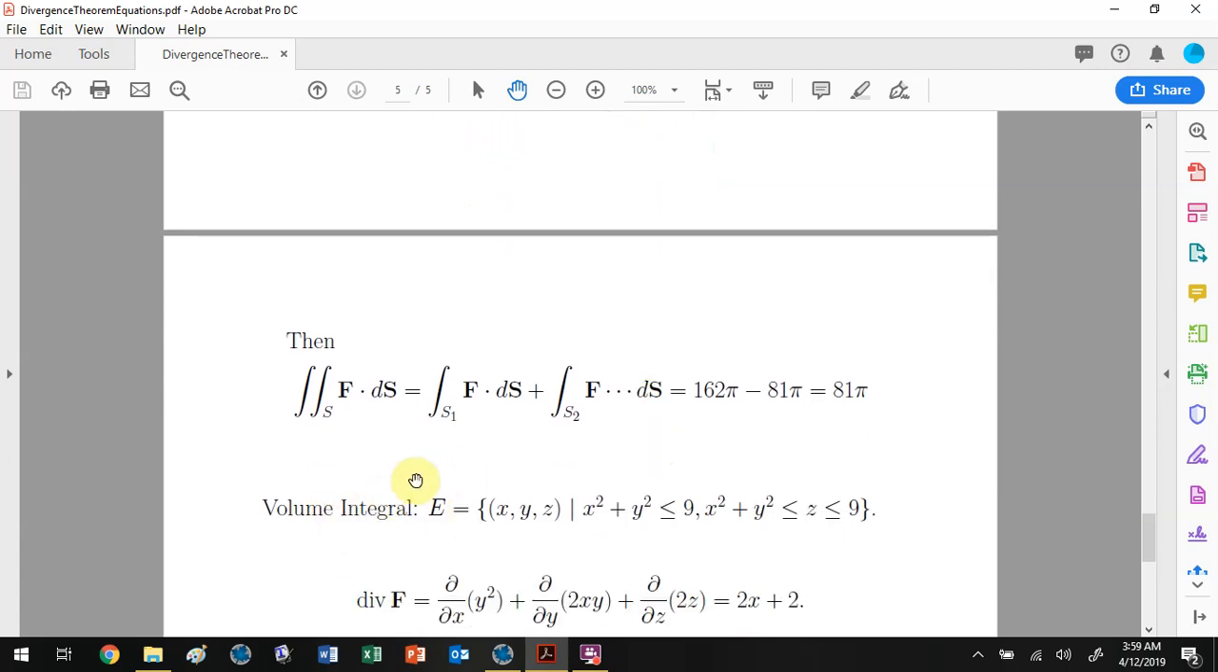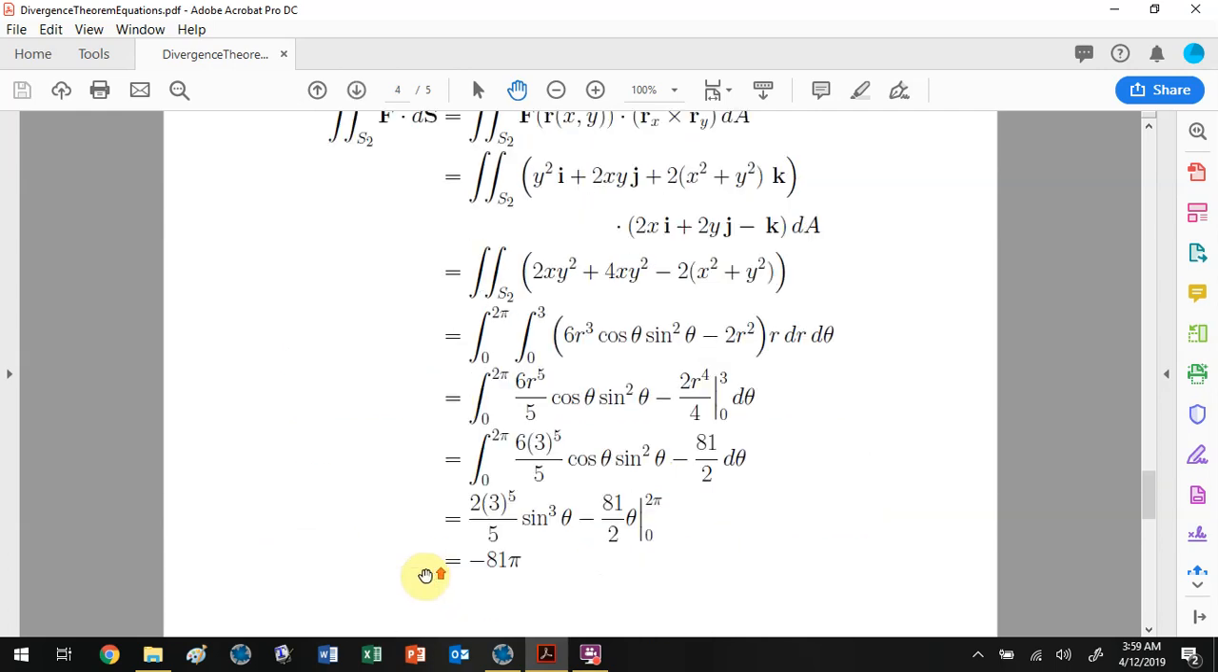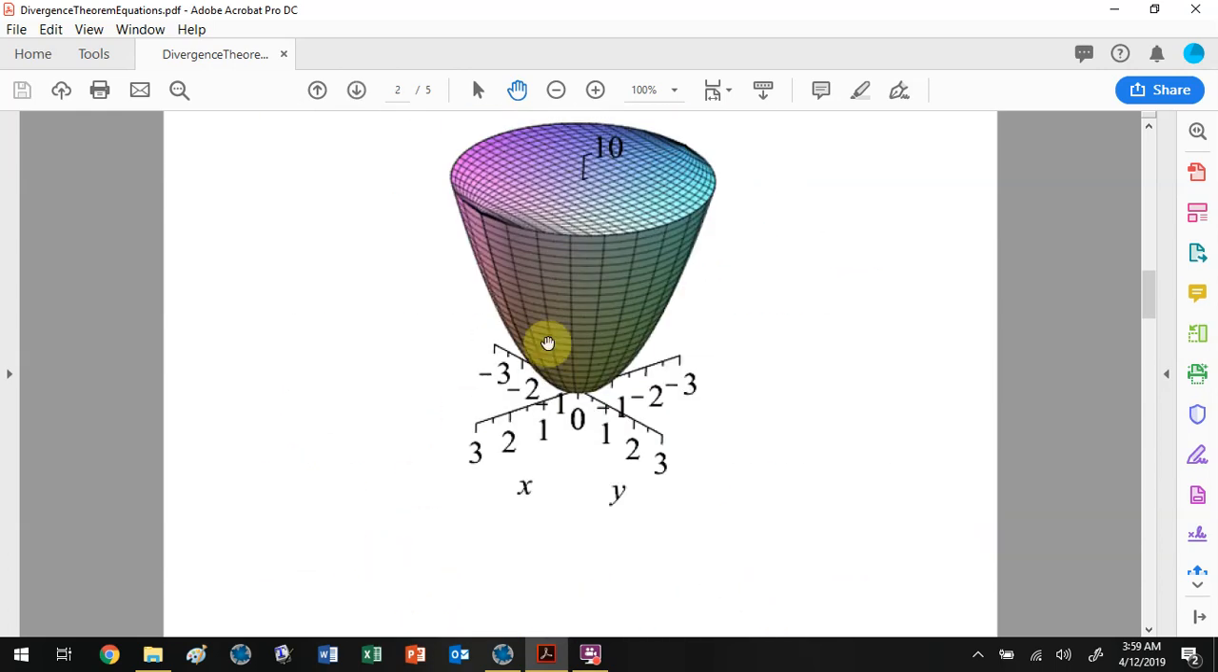So we scroll down a little bit here. Now we got to look at the volume integral. So here's the region E that's just the interior of the surface we had up here. So if I scroll back up, now we're going to look at the interior of this surface. So that entire full ball, or not ball, bowl. Right, so everything on the inside of this.